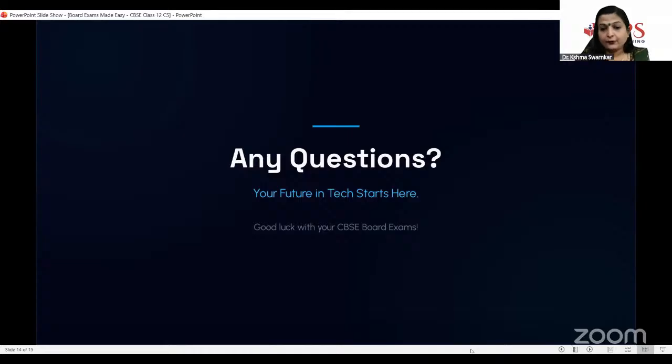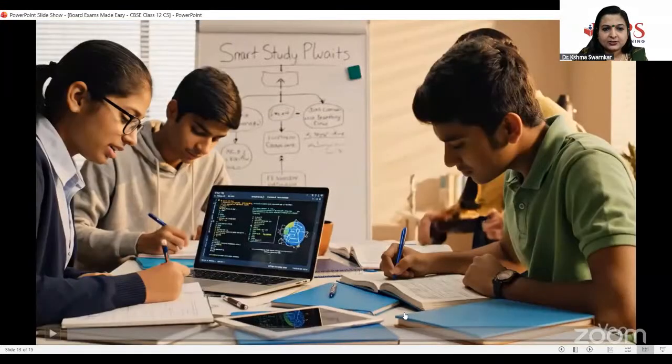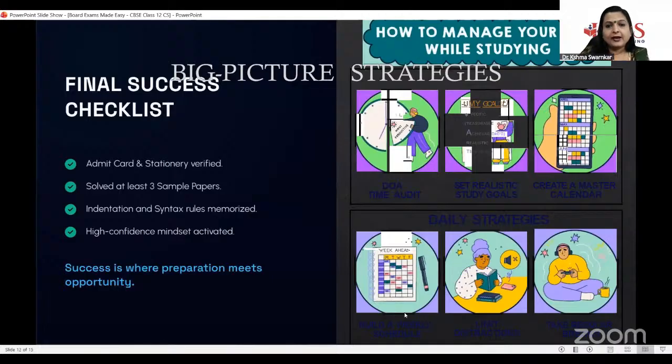Still, I request every student to note down the final check strategies, like admit card, stationery verified, solve at least 3 years of sample papers, indentation and stack marks which should be properly memorized, and a high confidence mindset, right?